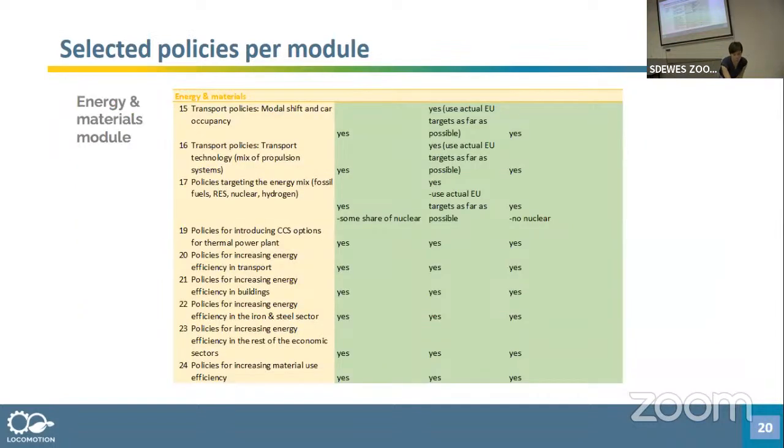And just to give you an overview, we will also have transport policies in place where we assume both a modal shift and changes in car occupancy, or in transport technology. So we will assume a changed mix of propulsion systems, more electric cars versus fossil fuel powered vehicles, and so yeah.